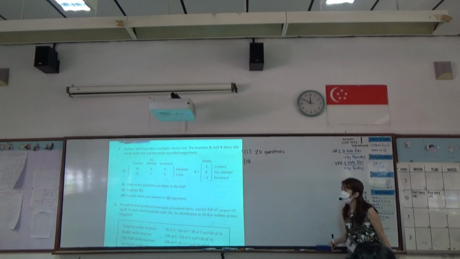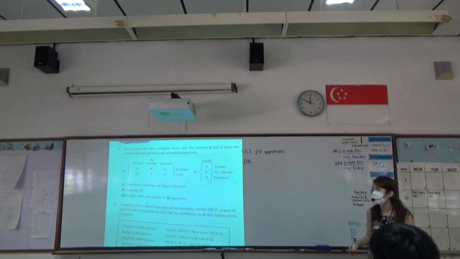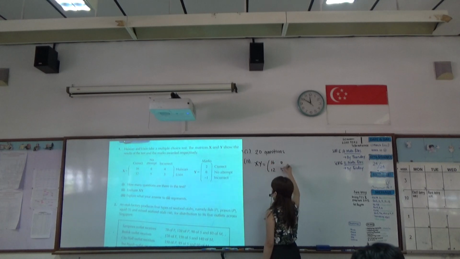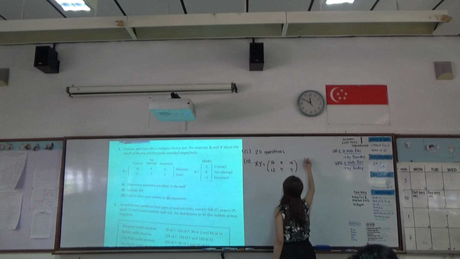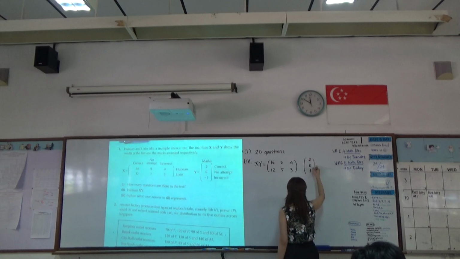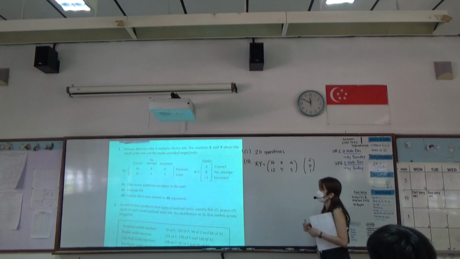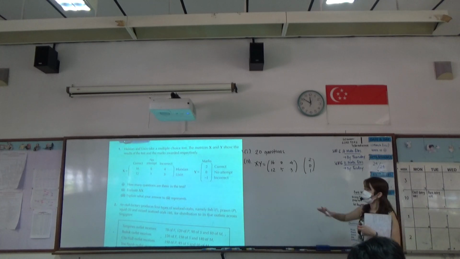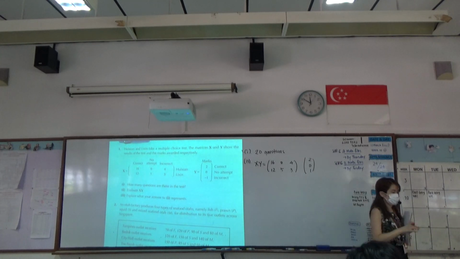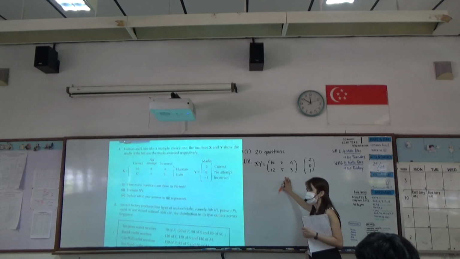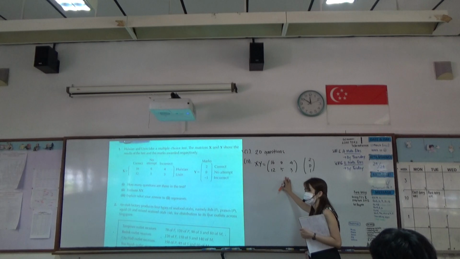Then in part 2, we want to evaluate XY. That means that we have to multiply these two matrices. So what we have in our matrix on the left, what is the order of this matrix? Order of this matrix?